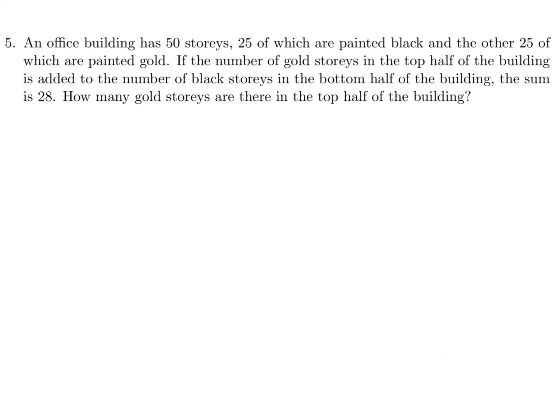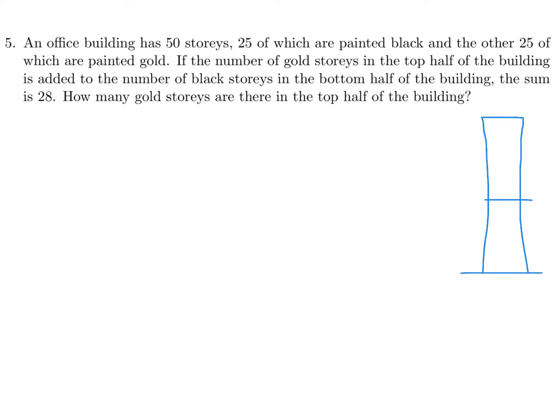An office building has 50 stories, 25 of which are painted black and the other 25 of which are painted gold. If the number of gold stories in the top half of the building is added to the number of black stories in the bottom half of the building, the sum is 28. How many gold stories are in the top half of the building? Okay, so we've got to create some equations entirely based on what this building is like.